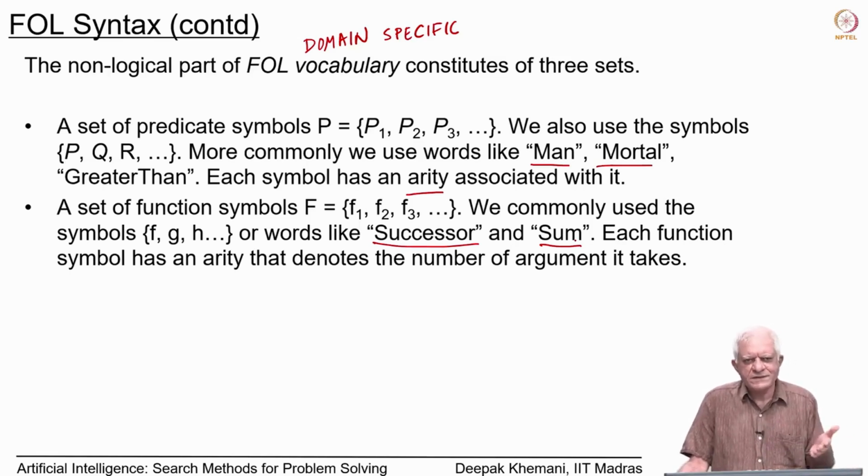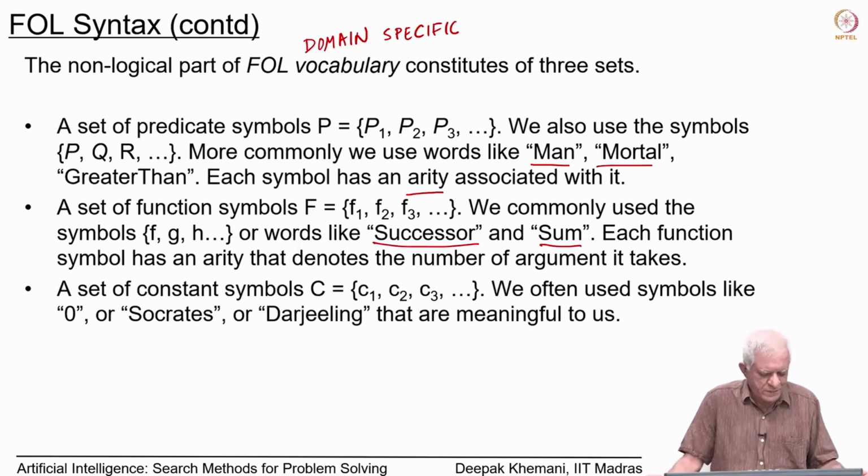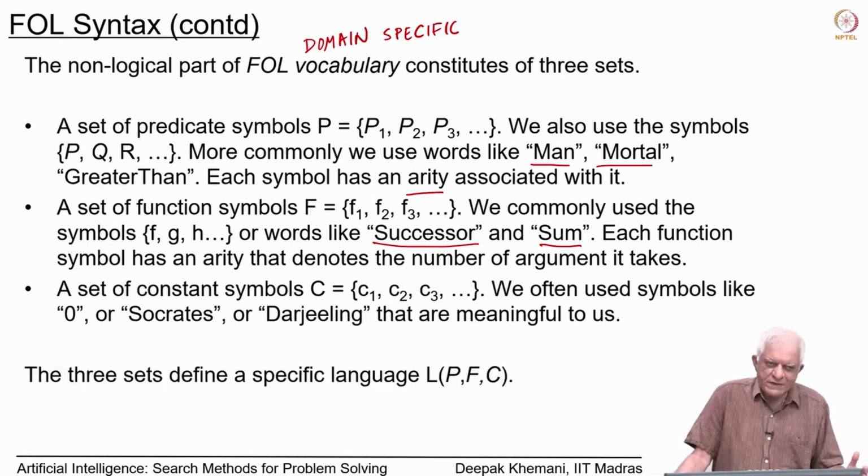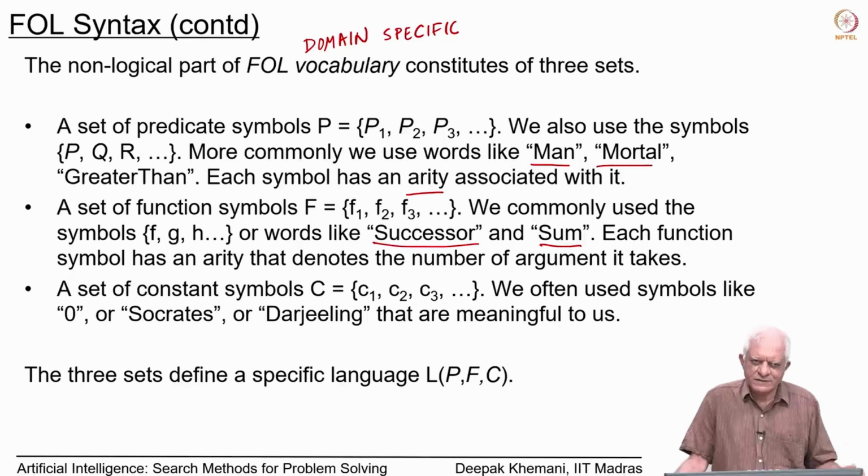In relations, mother is a function, because everybody has a unique mother. So, if I say mother of John, then I know who the person I am talking about is. Then we have a set of constant symbols. In every domain we may have constants. So, we have Socrates, and we have numbers like 0, 1, 2, 3, and so on and so forth, or Darjeeling. All these are constant symbols, and they are just part of the language.